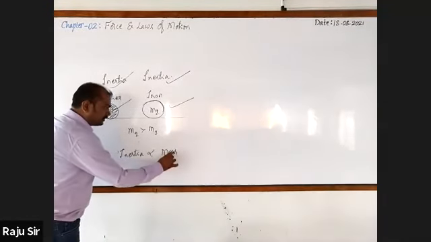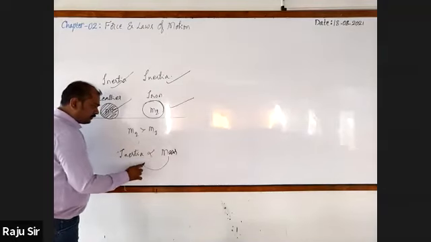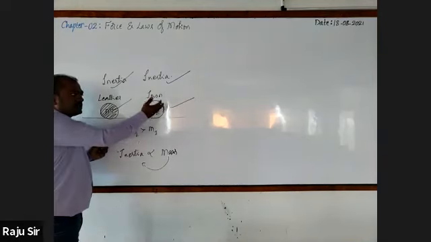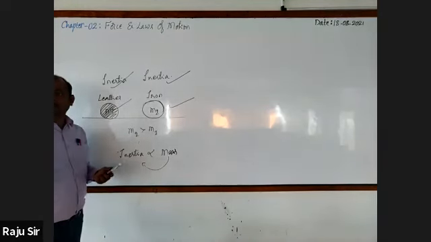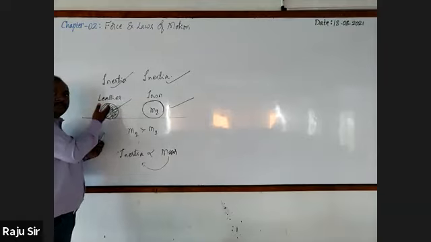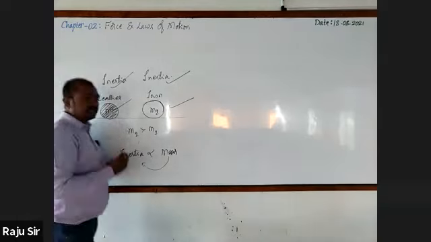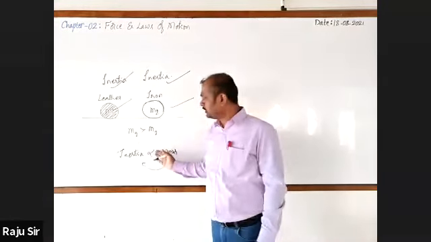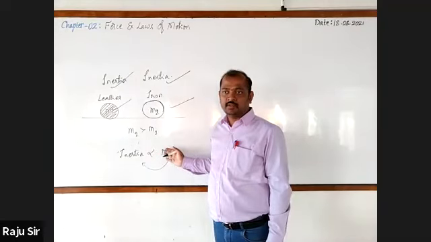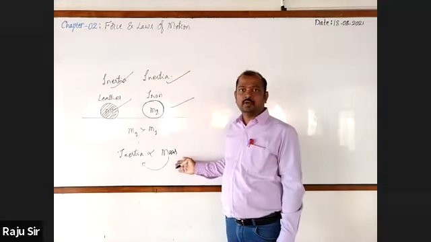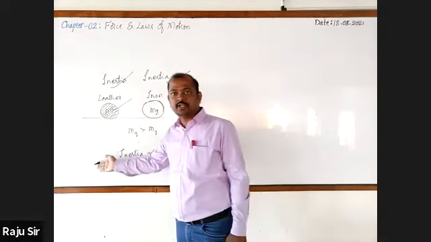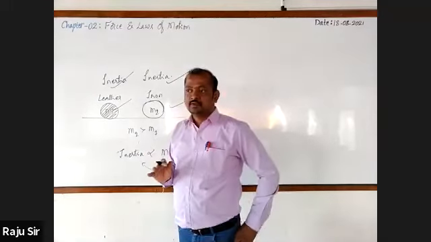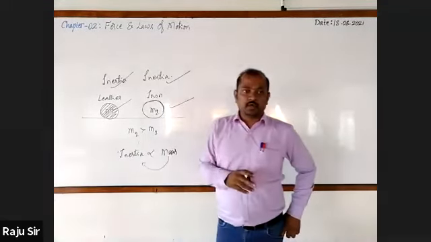Here, can we say that mass is the measure of inertia? Yes, sir. If inertia is more, mass will be more. If inertia is less, mass will be less. Hence, we can say that mass is the measure of inertia. This is the relationship between mass and inertia. Inertia is directly proportional to mass. As mass increases, inertia increases. As mass decreases, inertia decreases.